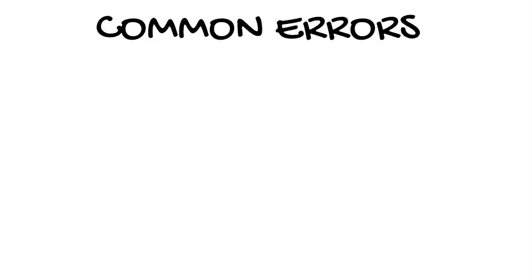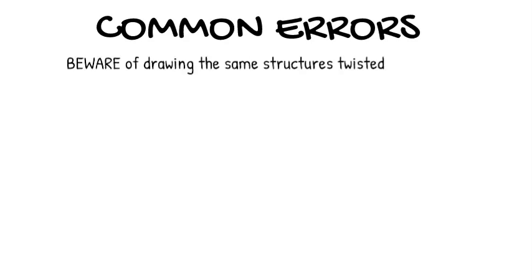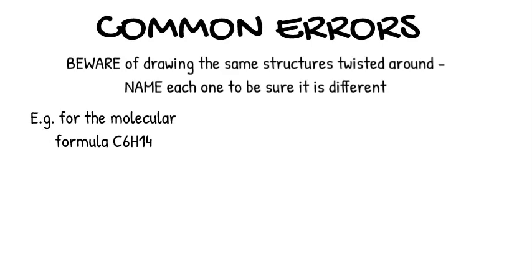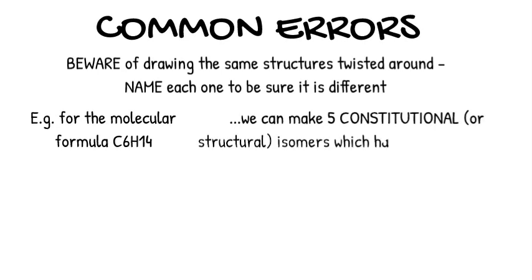Just want to point out some common errors that occur when trying to draw different isomers. We can draw the main chain in different conformations, like twisted around. To be sure we're not just drawing the same molecule twisted around, we need to name each one to make sure that it's different. So let's take C6H14 for an example. For this molecule, we can make 5 constitutional or structural isomers, each of which has different names.